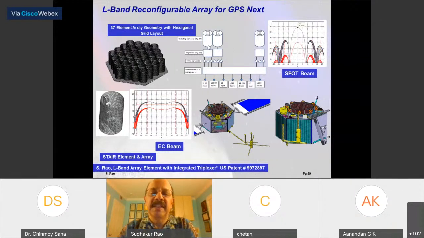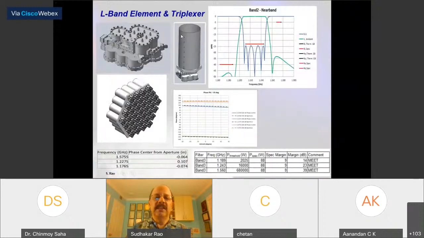It cannot move with the frequencies, so there's a stringent spec on that. So we designed the element such that the phase center doesn't move. It's a unique design of the element. It's very short, actually. You can see the polarizer mostly, and then from the polarizer, the radiating part is very short.